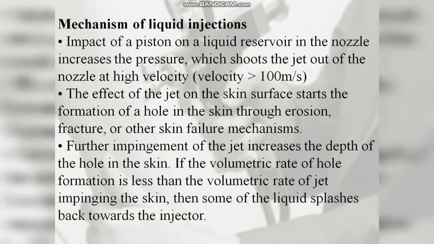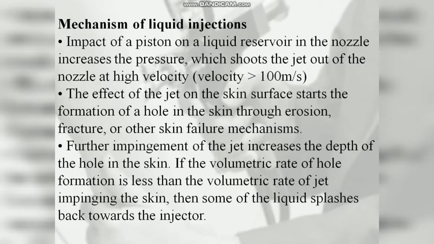Mechanism of liquid injections. Impact of a piston on a liquid reservoir in the nozzle increases the pressure, which shoots the jet out of the nozzle at high velocity. The effect of the jet on the skin surface starts the formation of the hole in the skin through corrosion, fracture, or other skin failure mechanisms.